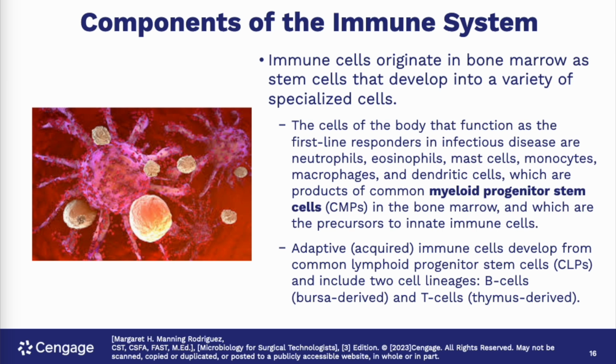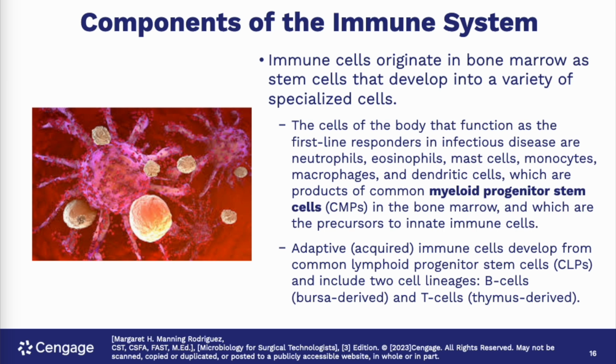The adaptive, acquired immune system cells, B cells and T cells, develop from lymphoid progenitor stem cells. Now, T cells develop in the thymus and include helper, suppressor, cytotoxic, and delayed hypersensitivity types. T cells do not produce antibodies, but help control antibody production through the cell-mediated immune, CMI, response.